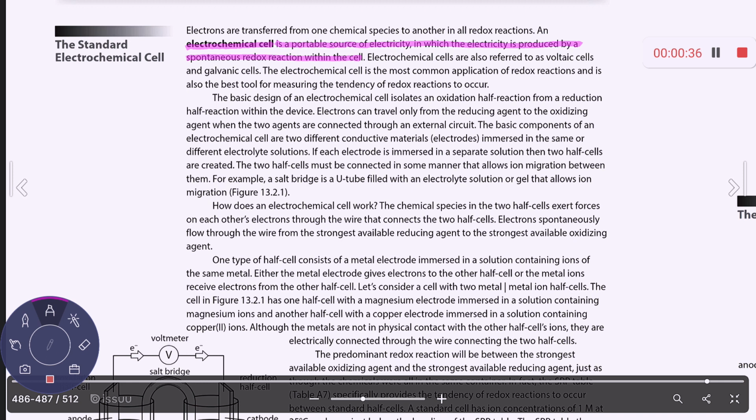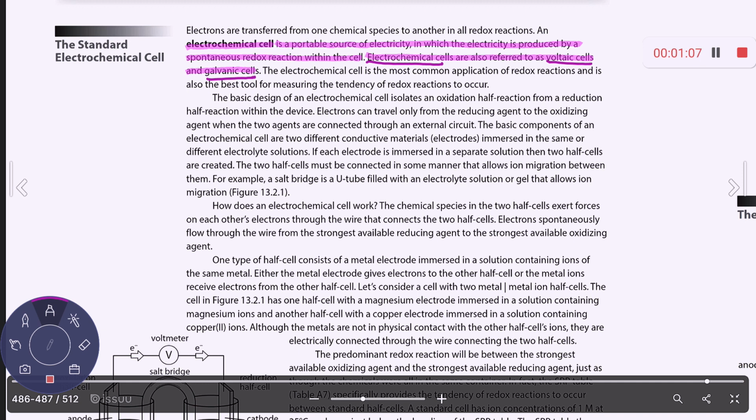And electrochemical cells are also known as two other things. They're known as voltaic cells and galvanic cells. Okay, this is one of the most common applications of redox reactions. And the figure down on the left-hand side of the page gives you an image of what something like this looks like.